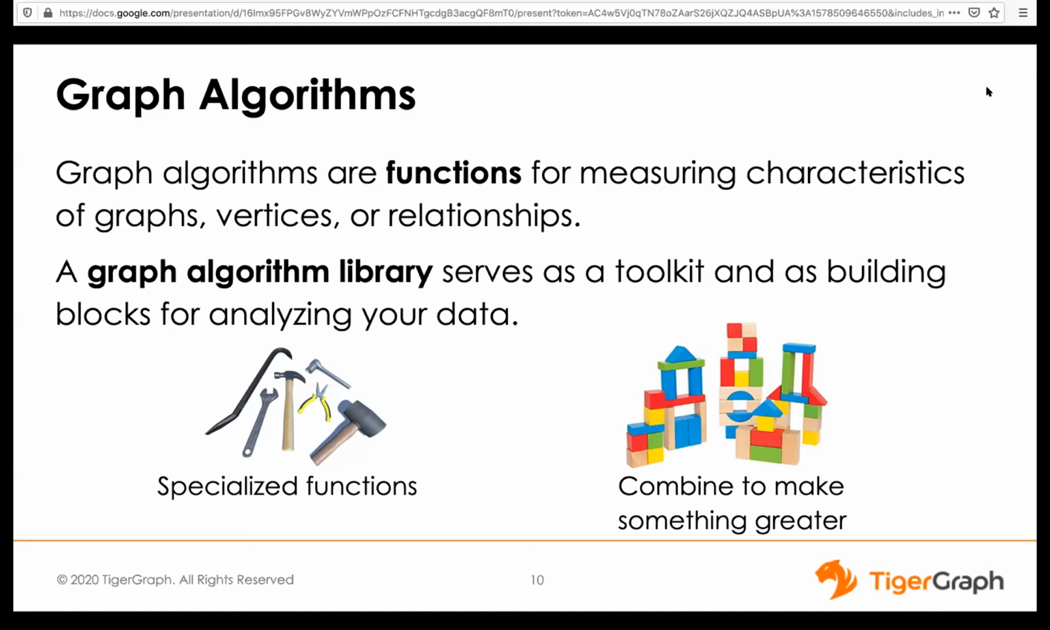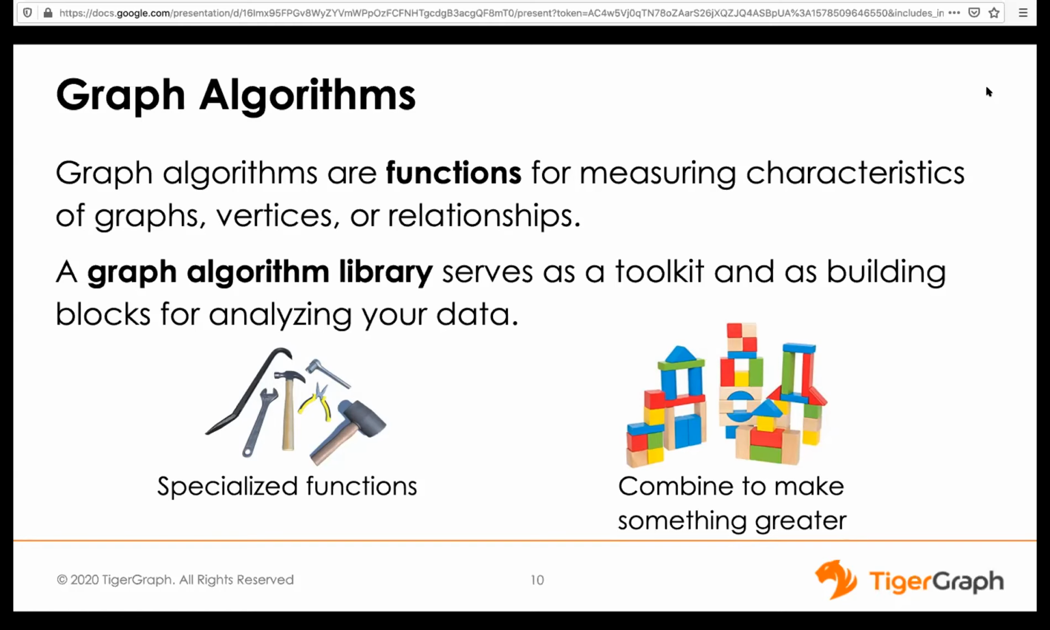They take the form of functions where you give it some input, it crunches the data, and it gives you some output. And for graphs, they could be pertaining to the graph as a whole, or to some subset of it, some of the vertices, or some of the relationships. And so over the years, there have been hundreds of graph algorithms that have been developed. Some are more well-known than others. Some are more basic, have a really fundamental purpose.